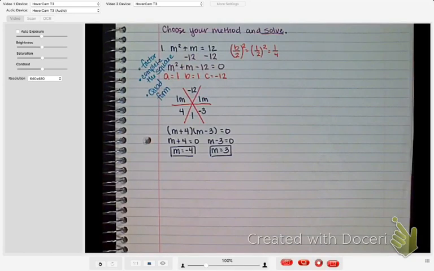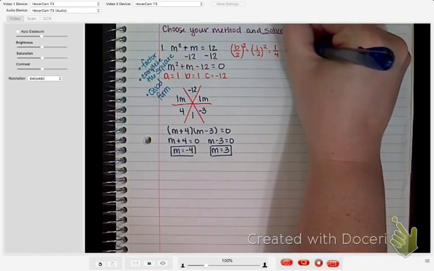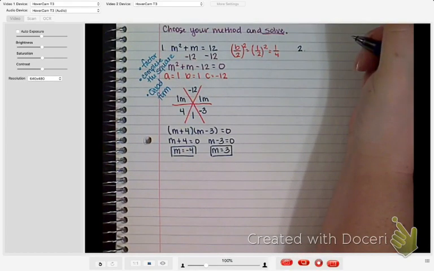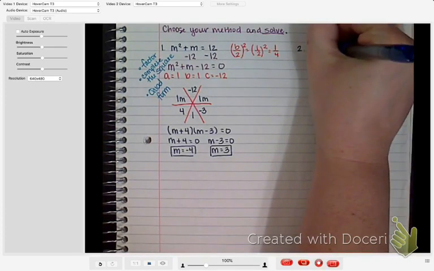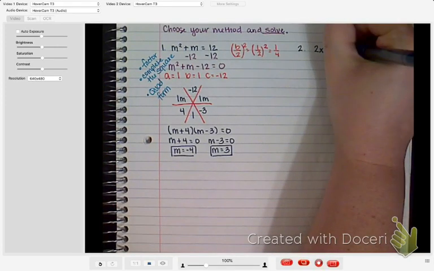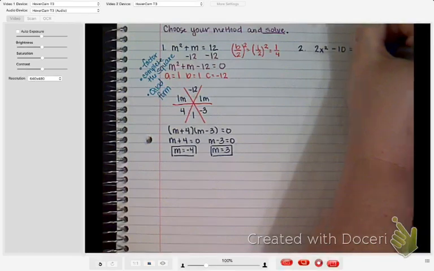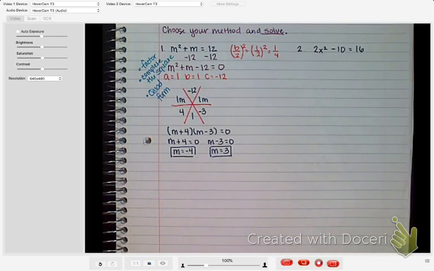Okay, let's look at another one. Let's look at 2x squared minus 10 equals 16. So again, if I were you, I would pause the video, take a second, and at least determine what method you're going to use and try to get through that method before you continue just watching the notes.